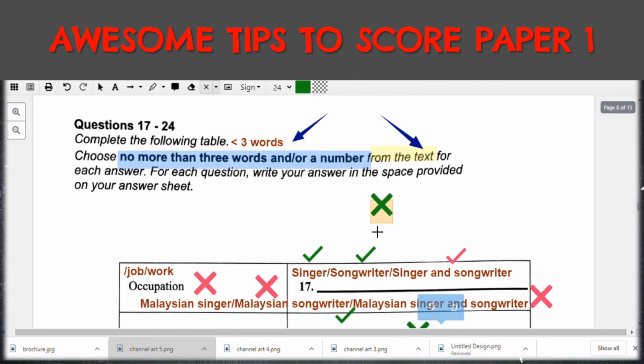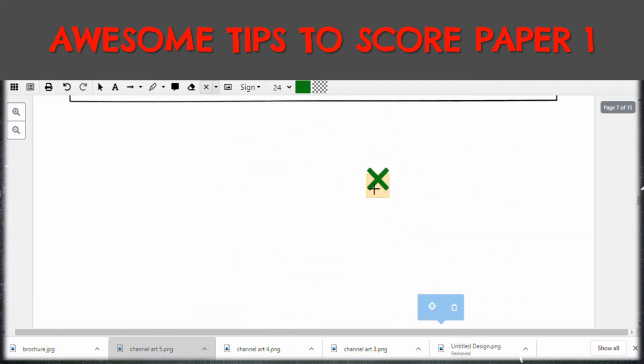However, look at the questions here. Not more than 3 words. It must be from the text. It must be from the text, and the text is hyphenated.